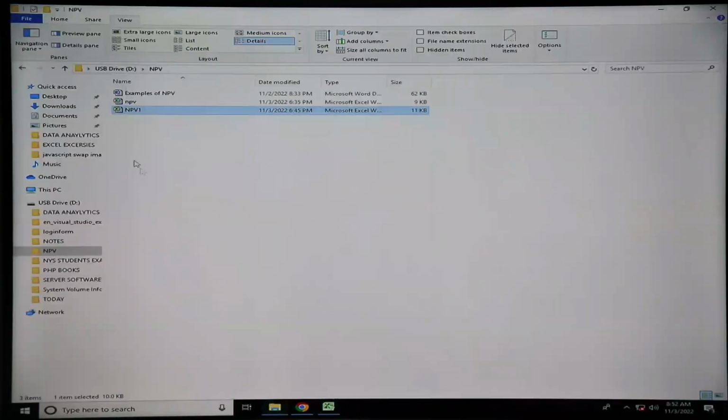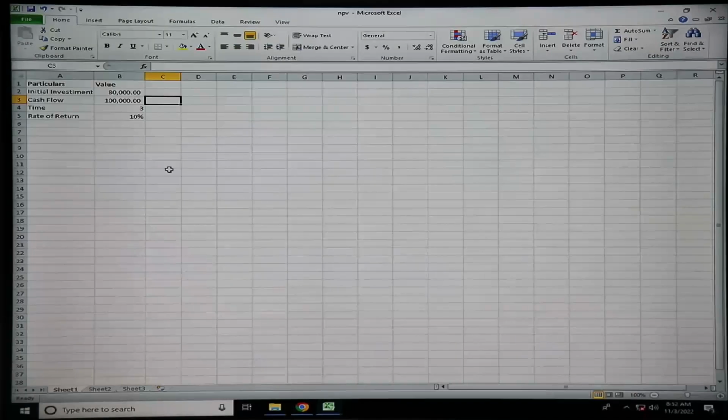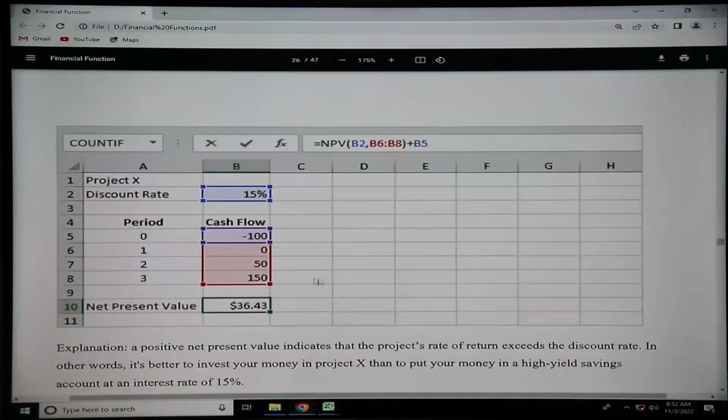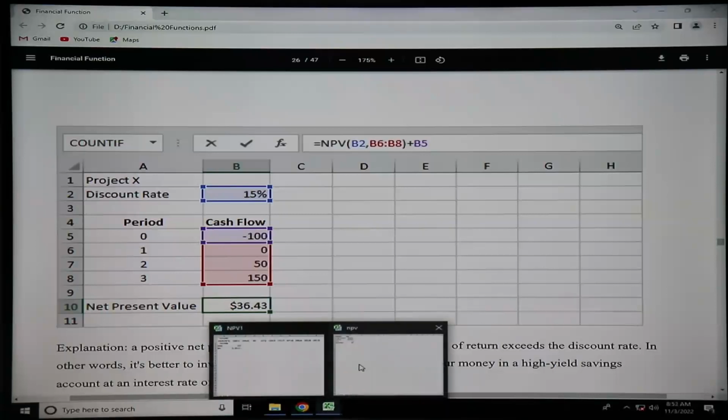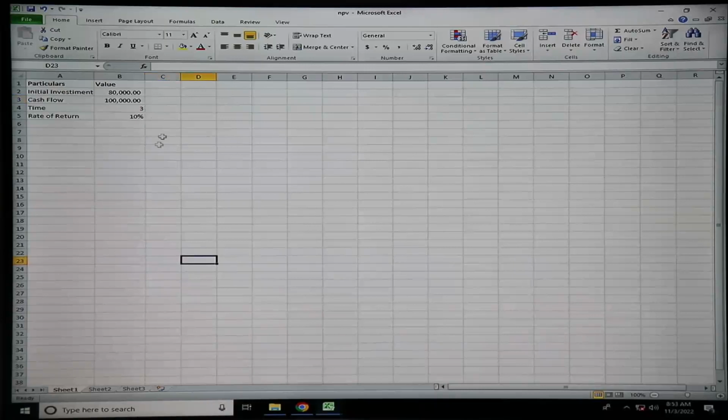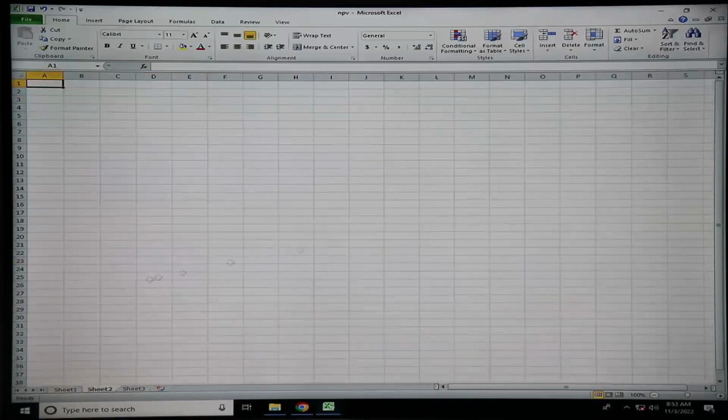We close this one first. So you can feed that data. Let me project it. You have project X, and that project X has that data. So we can even have it here. Let's type it directly here. Just a minute.